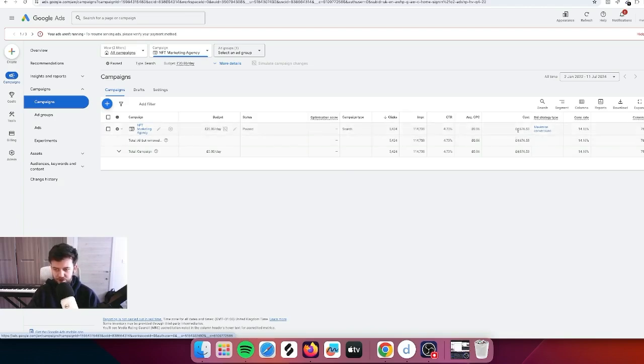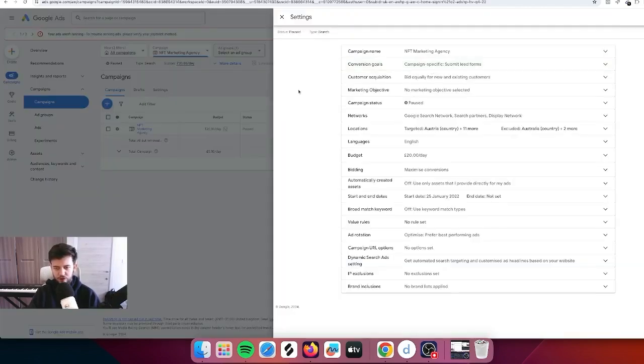And just to give you guys context, we spent £4,600 and we were doing about 30 to 40K a month in retainers. Our highest month was about £100,000. So I want to start by showing you the campaign settings, and we were optimizing for leads.